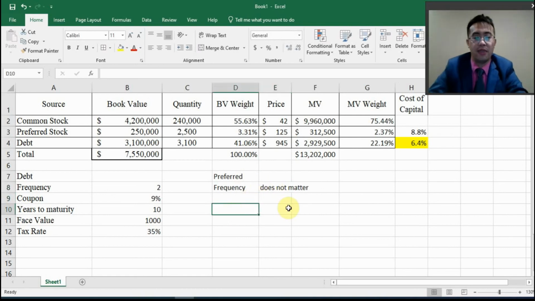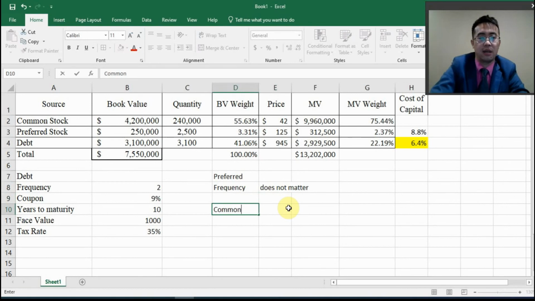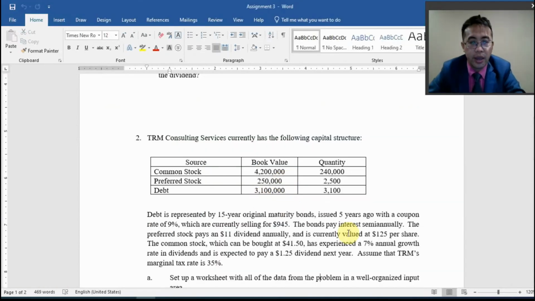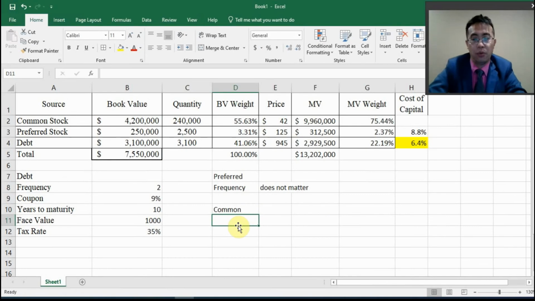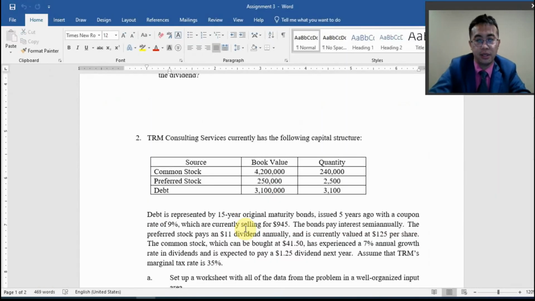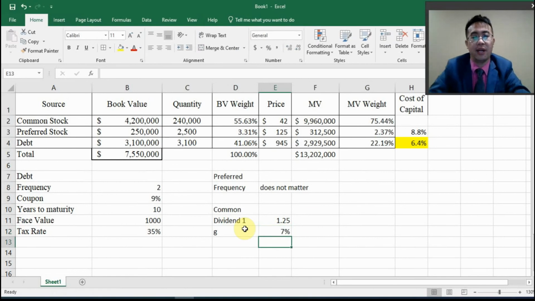All right, and then we move down to common stock. So what it tells you here is the price of the common stock and the growth rate of common stock, and it's expected to pay a dividend next year. So what you have here is dividend 1. So dividend 1 equals $1.25, and the growth rate of the dividend is 7%. Alrighty, and you have the information you need.